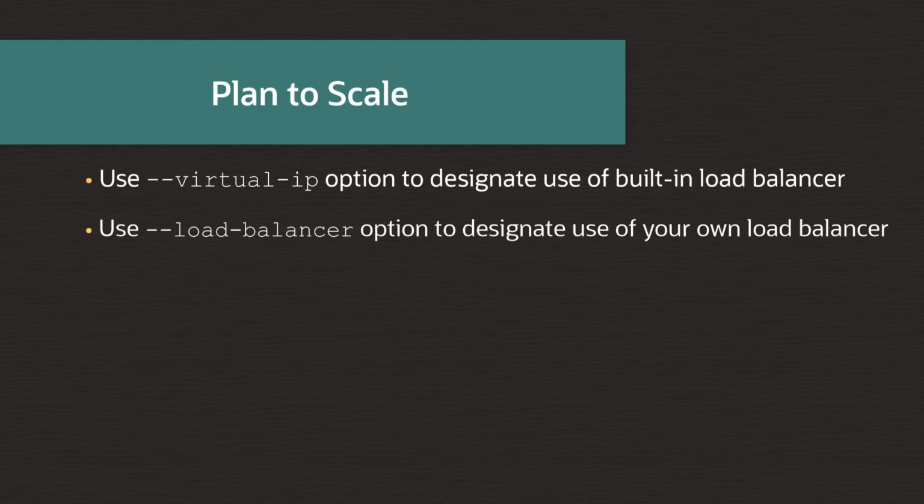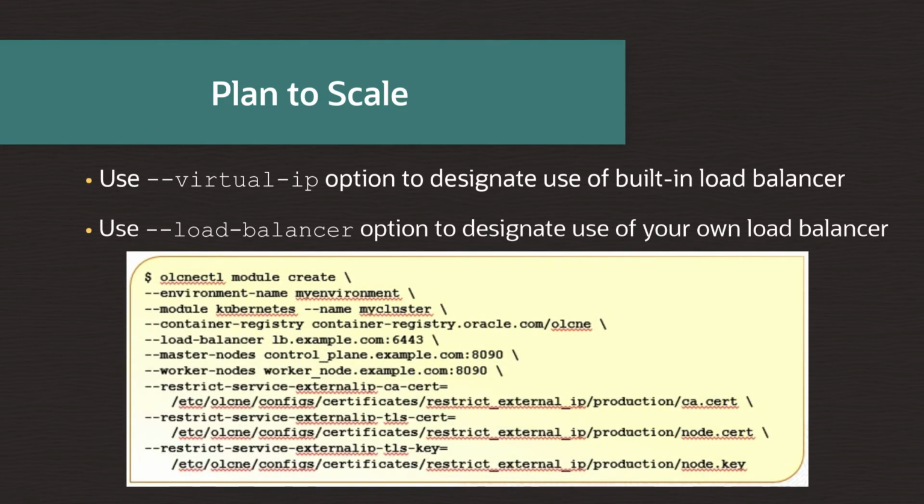If you do not include one of these options when you add the Kubernetes module, you cannot scale this Kubernetes cluster later. The example shown on the slide uses an external load balancer, lb.example.com, running on port 6443. Also notice in this example, our initial cluster consists of a single control plane node and a single worker node. Again, we're only including the load balancer option because there is a potential that we might need to scale up or add a node to this cluster in the future.